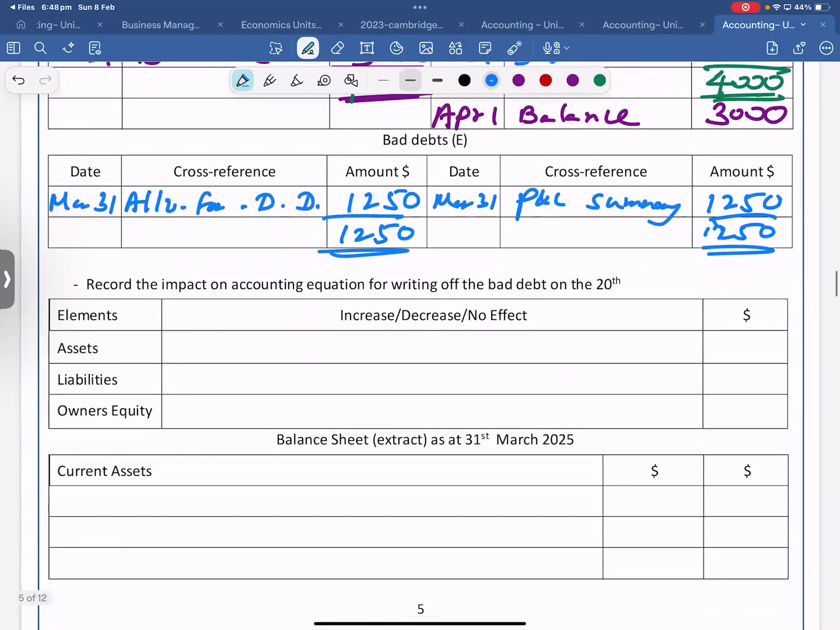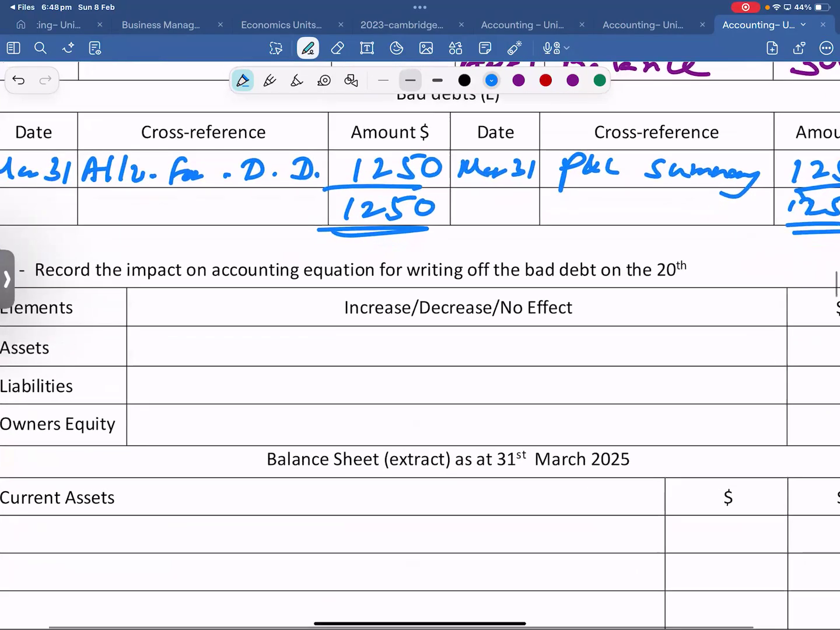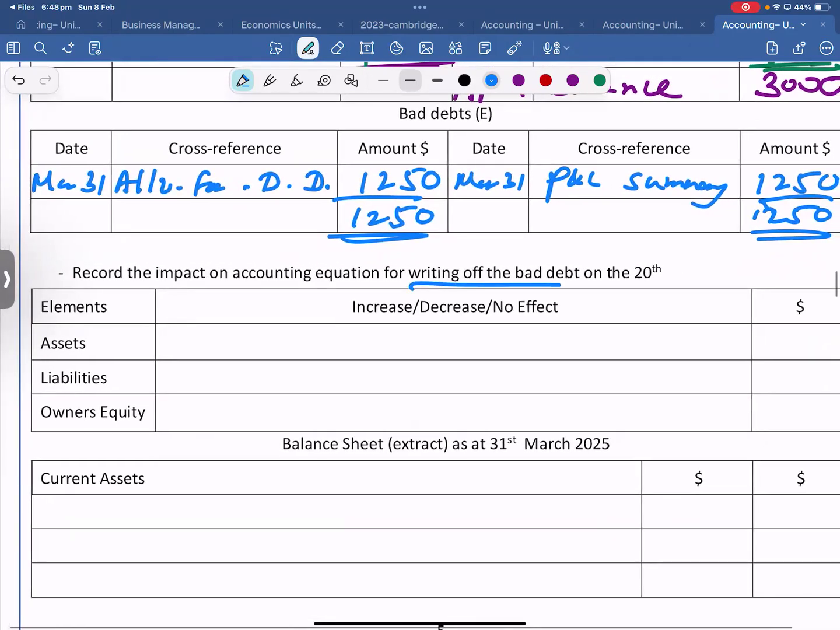Then, guys, what do we do? Impact on the accounting equation because of the writing off. What will happen? What assets are going to be affected? I'm not sure what will happen, so I'll keep it open. Then I would say accounts receivable. Receivable decrease. How much? 1100.